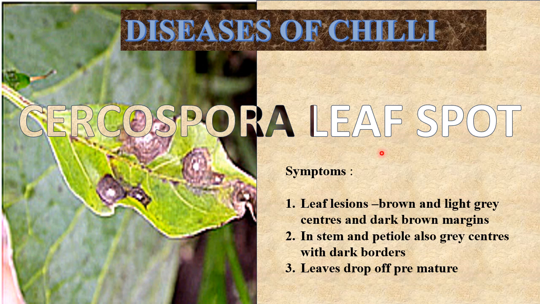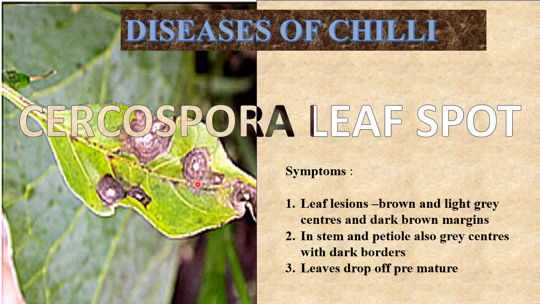The next one is Cercospora leaf spot. Here you can see whitish-grayish spots in the center, surrounded by a dark brown border, elliptical in shape, and the diameter can enlarge to 1 centimeter on the leaves. This is the main symptom of Cercospora leaf spot.